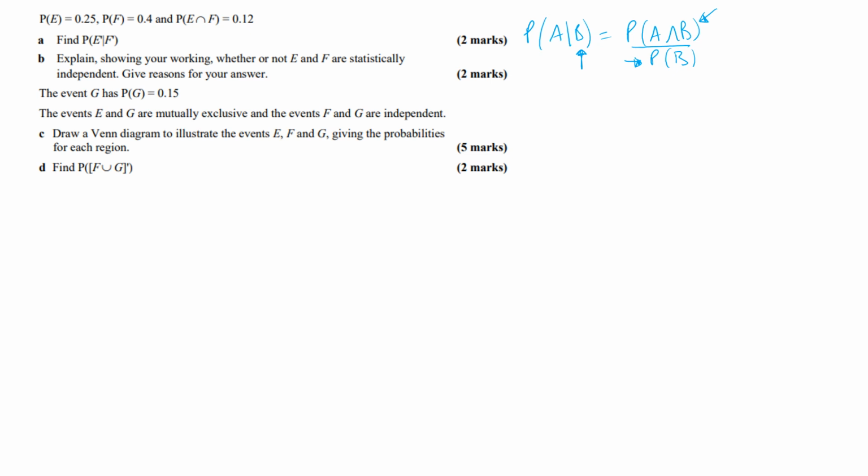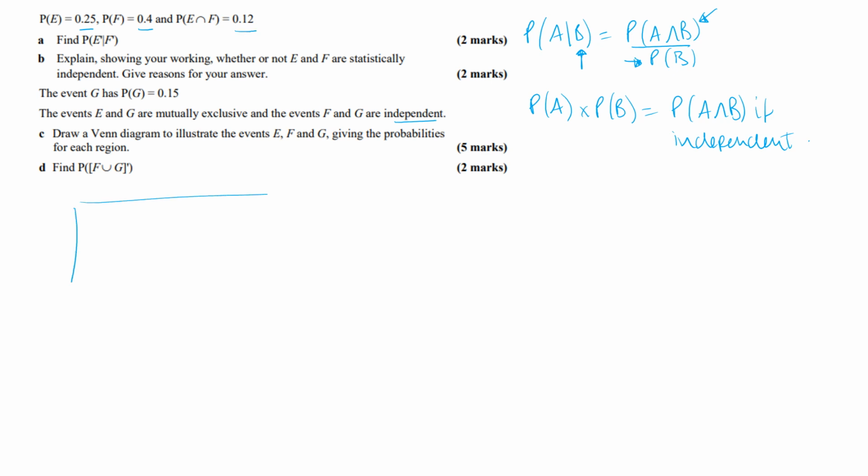And then the other one, we're going to be doing something about independence here. So the probability of A times the probability of B is equal to the probability of A intersection B if we have A and B being independent. So let's have a look at this question here. Then we've got E being 0.25, F being 0.4, and the intersect is 0.12.